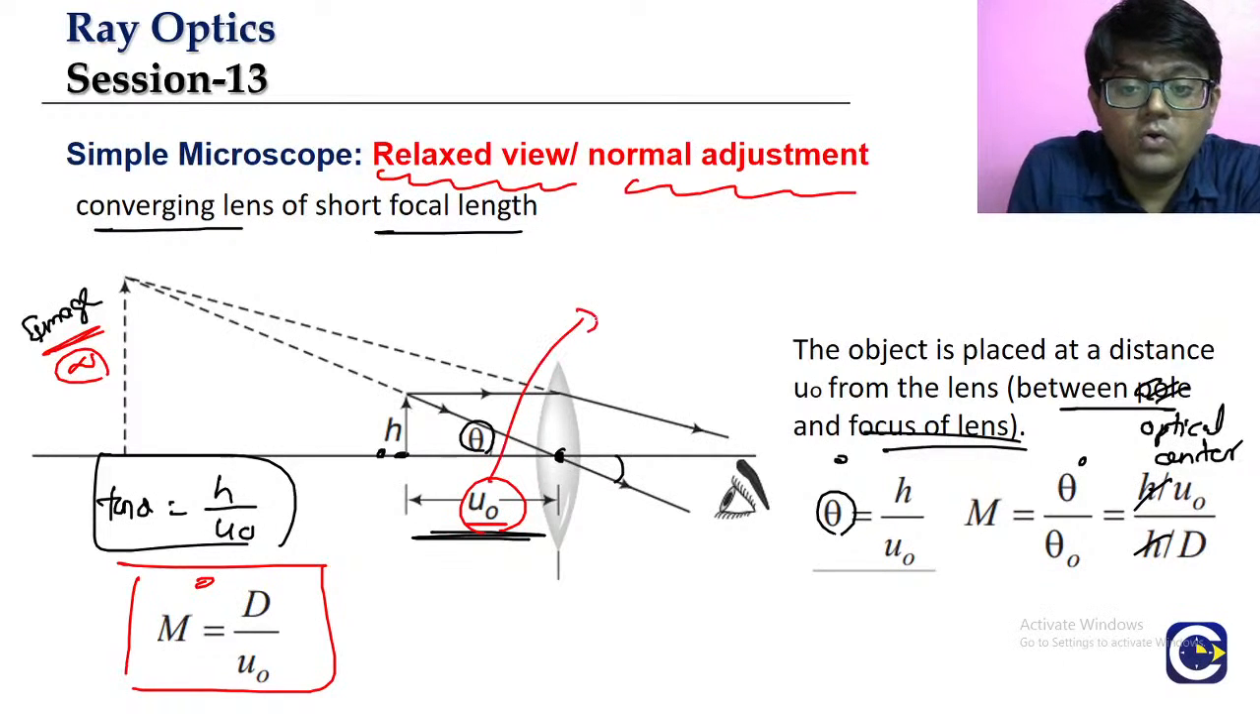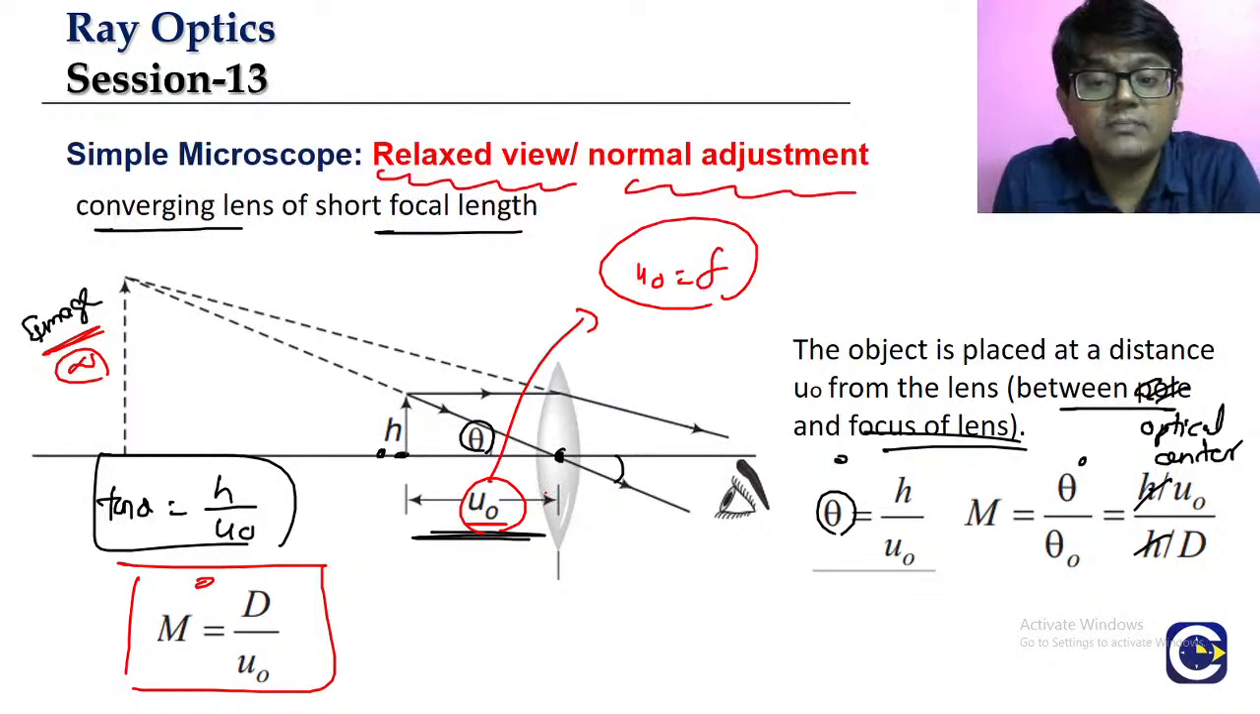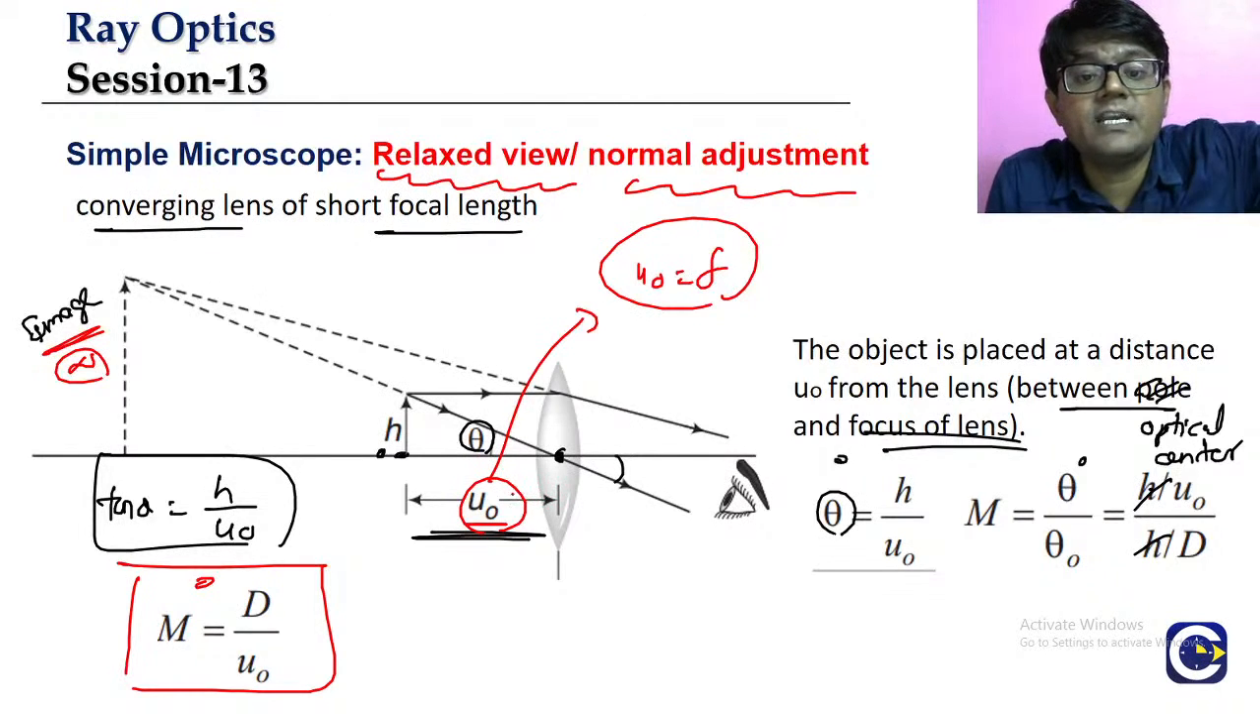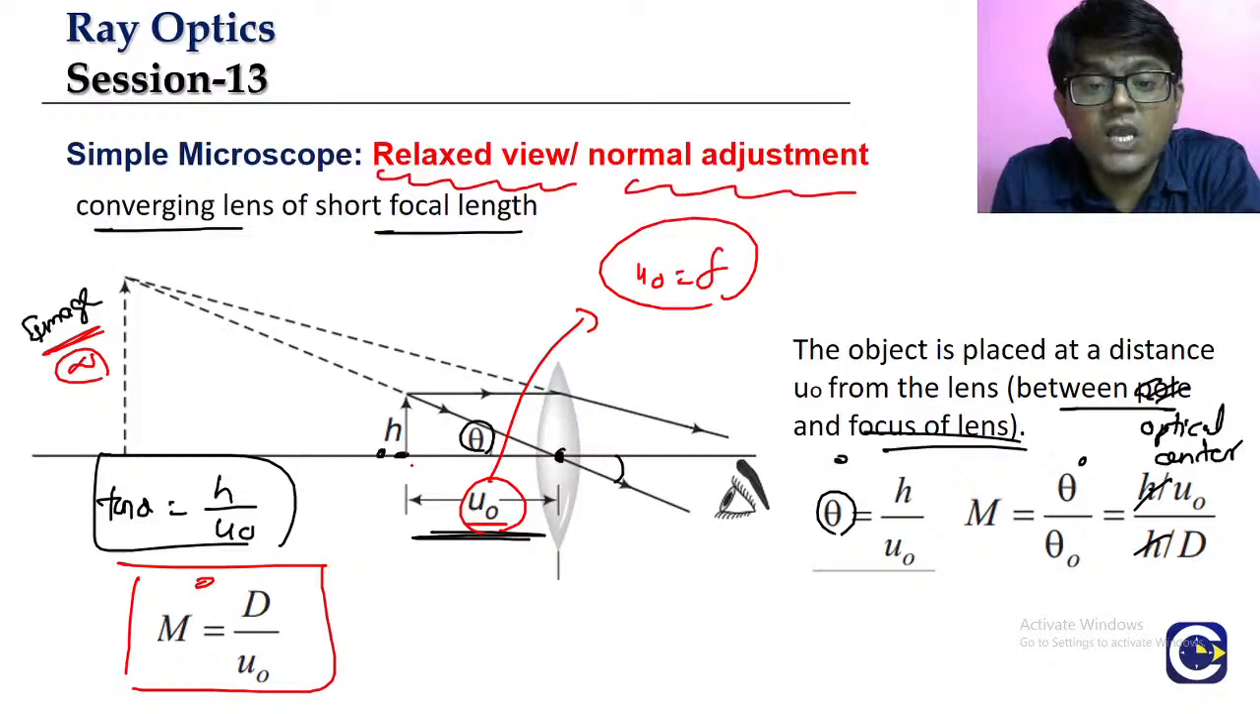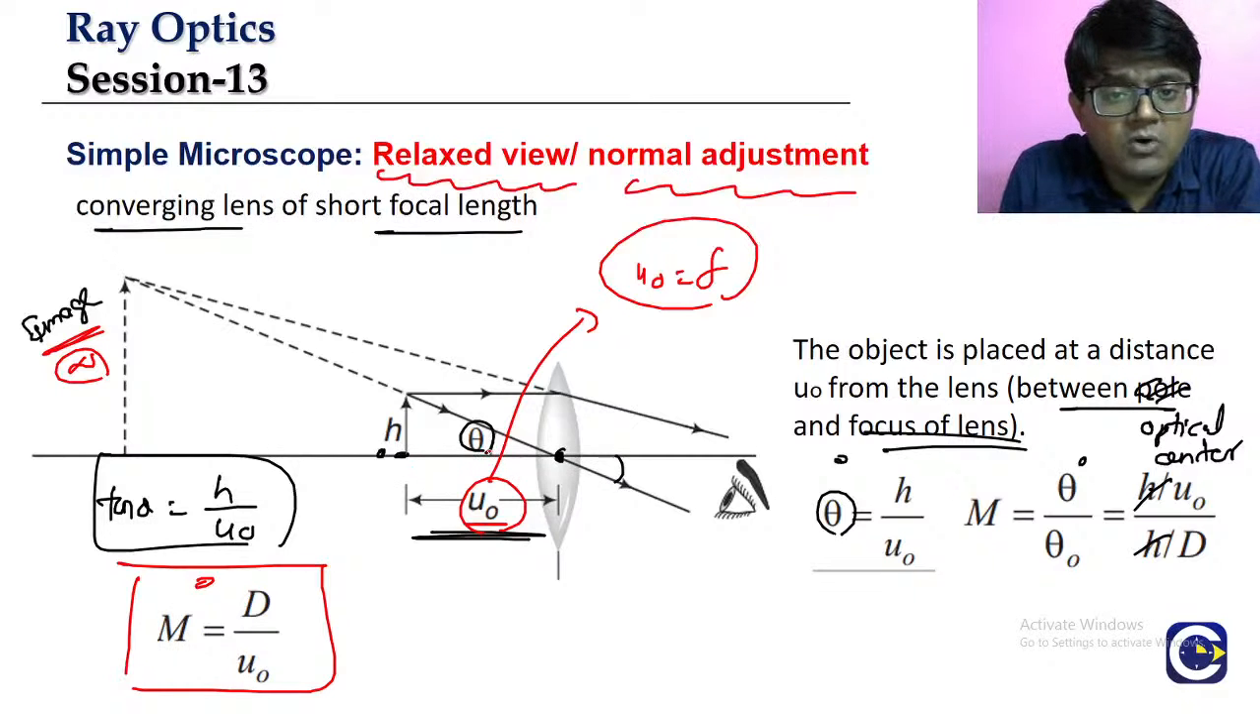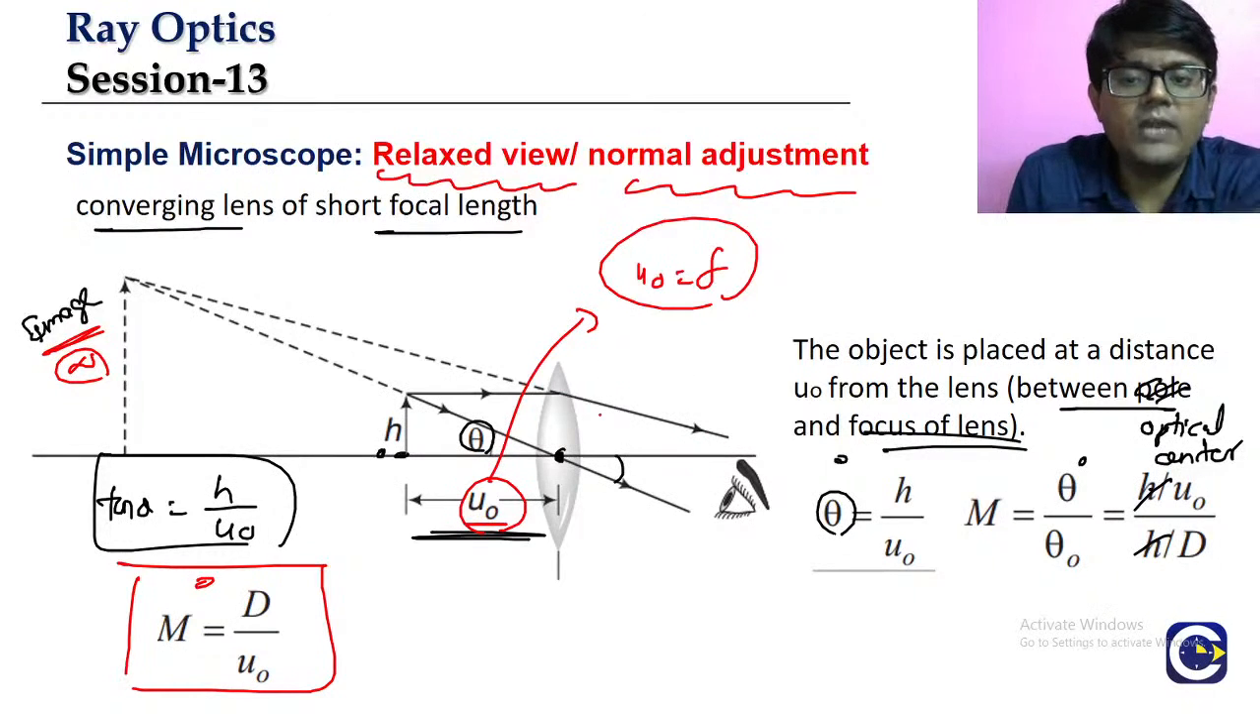your uo should be equal to f. Because when you will get the final image at infinity, when you are keeping the object almost at the focus, that is when we will get the final image at infinity, which means the uo value should be equal to f.